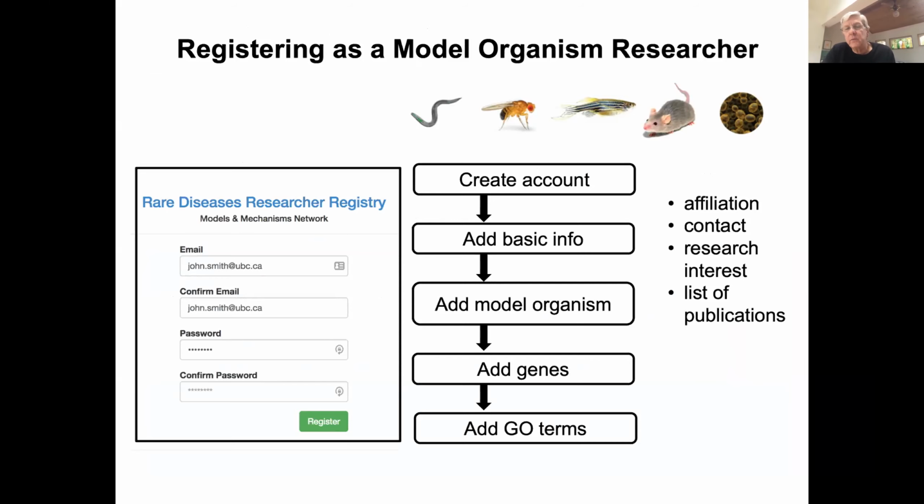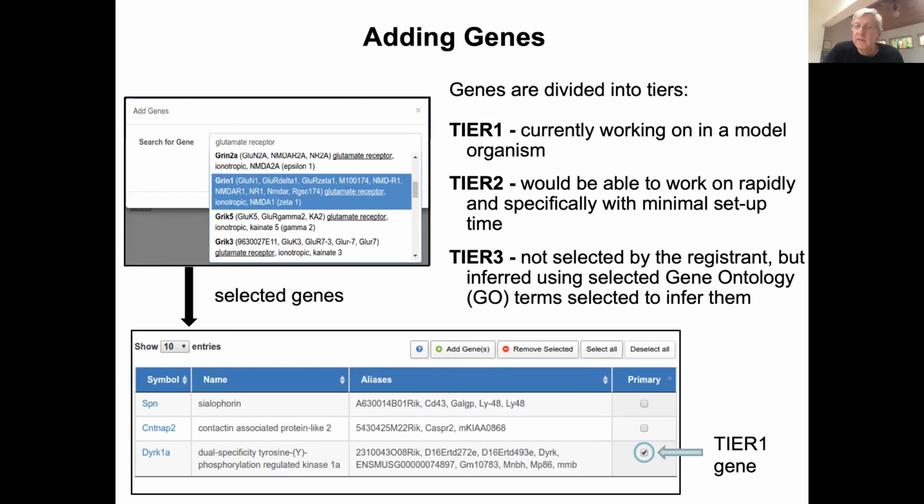The genes are added in 3 tiers. Tier 1 are genes that are actively being worked on in the lab. Tier 2 would be other genes that are related to the tier 1 genes, maybe proteins that interact or are within the same pathway, that the lab could easily functionalize in their labs. And then there's a tier 3 category in which the database suggests GO terms related to the genes in tier 1 and 2 that the researcher has submitted.